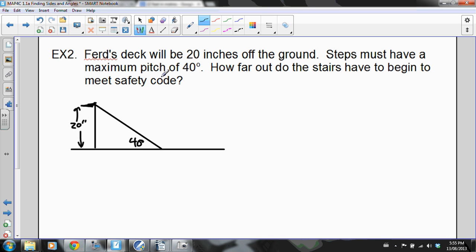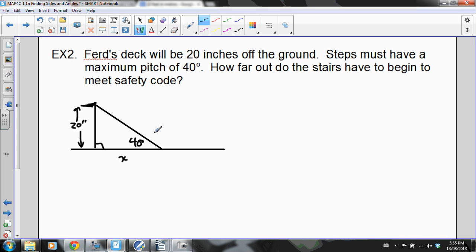And we want to find out how far out the stairs have to begin. So there's where they begin. So it's kind of like this is the minimum. If this is 40 degrees, if x is more, we're going to get an angle that's less, and that's fine too. But hopefully Ferd's deck is coming straight out of the ground, so we get a 90-degree angle there. It's not a very good 90-degree angle, but we don't really care.